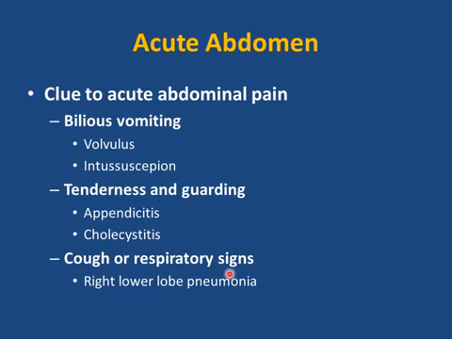Cough and respiratory symptoms. For example, a patient with right lower lobe pneumonia may present with abdominal pain, even with no cough and respiratory signs, and sometimes found incidentally when they do a CT scan for the appendix, and they find the right lower lobe pneumonia incidentally in the CT scan.